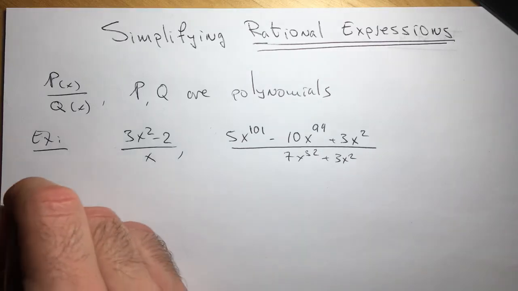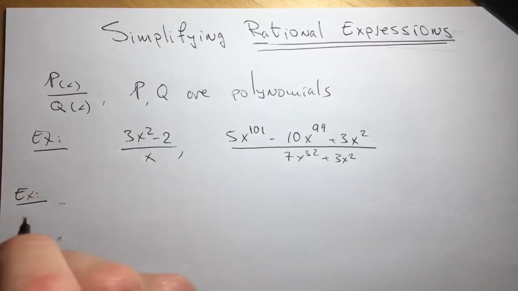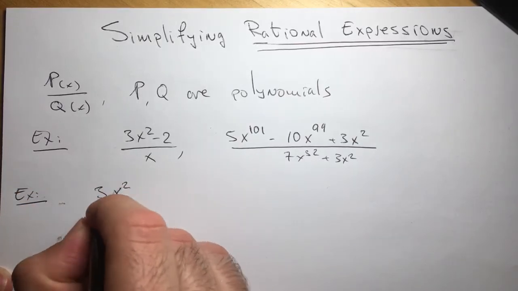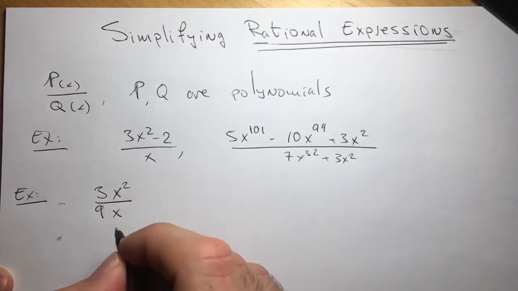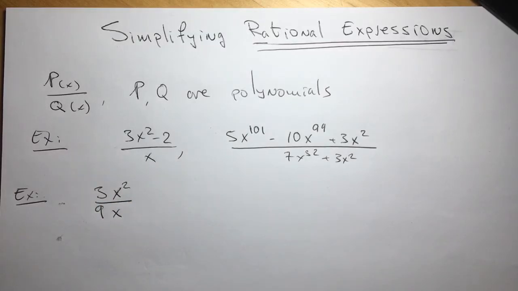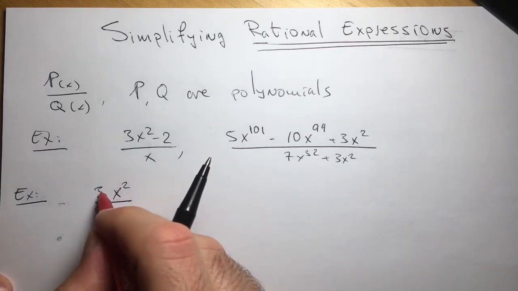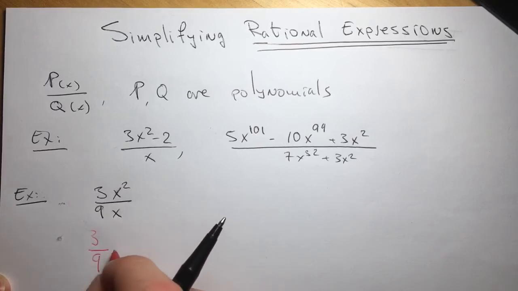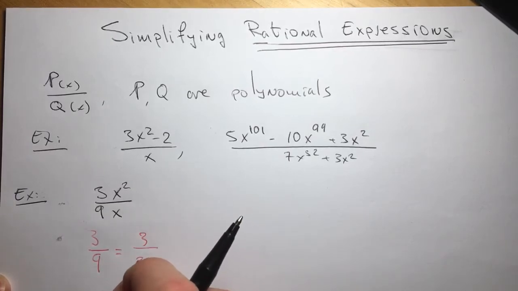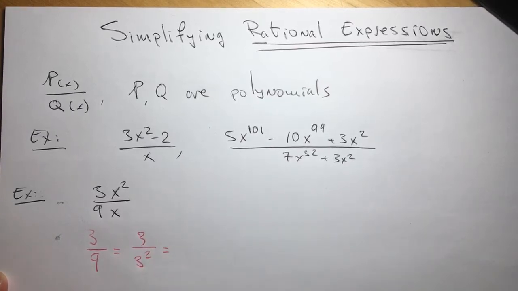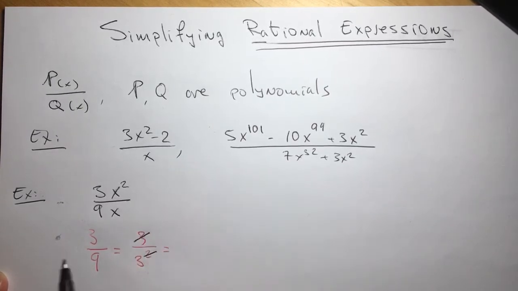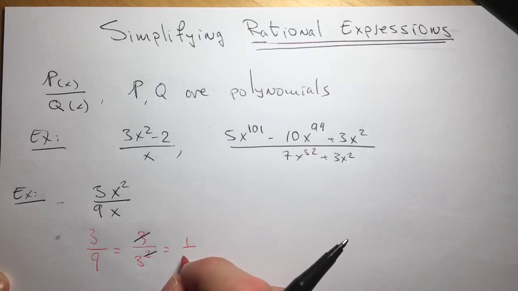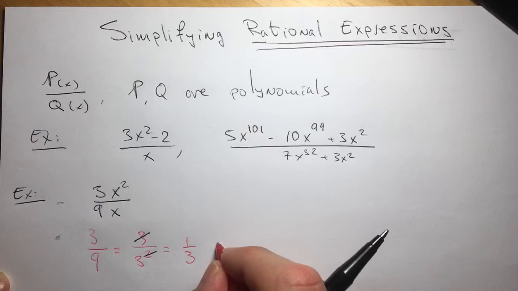Okay, so let's start with a very simple example. Simplify the expression 3x squared over 9x. Of course this is extremely simple, but let's go over the basics. Here we have the constant 3 over 9, so 3 over 9 is equal to 3 over 3 squared. We cancel one factor of 3 and one factor of 3 in the denominator, and we're left with 1, not 0. Be careful not to make that mistake, over 3.